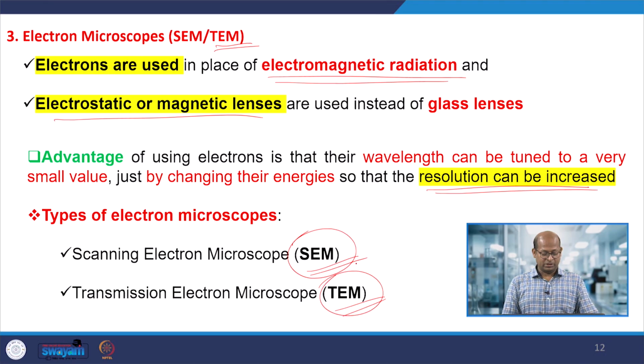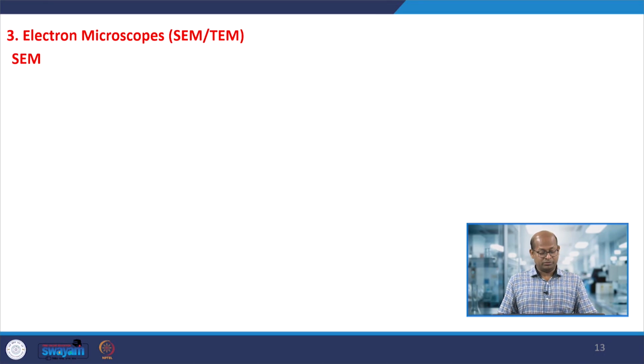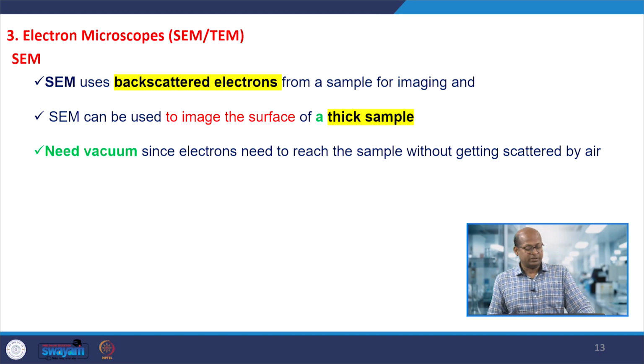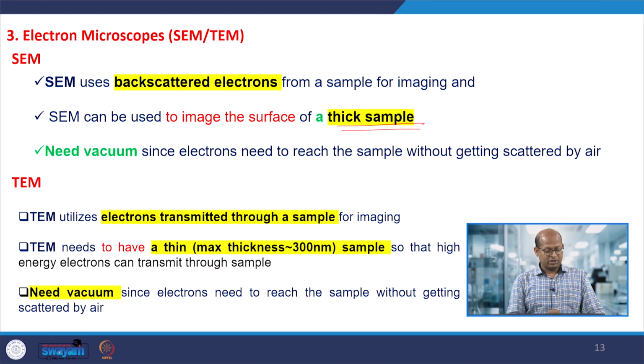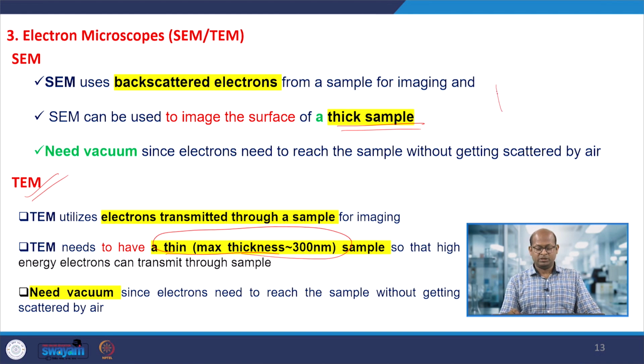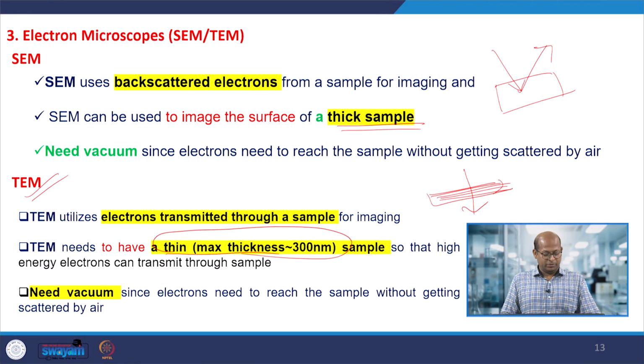TEM is another one, the transmission electron microscope. In SEM, as I said, backscattered electrons are used, and for thick samples there is no need for sample preparation. Thick samples are okay, but in the case of TEM, sample preparation is very important. You have to prepare very thin samples. With thick samples, the electron beam comes and scattered electrons are collected, but in TEM the electron beam transmits through the sample. So a thin sample is very important. If it is very thick, it does not give a good image of the material.